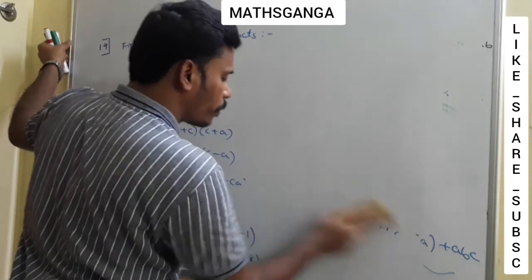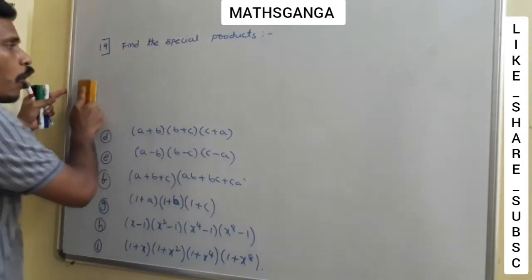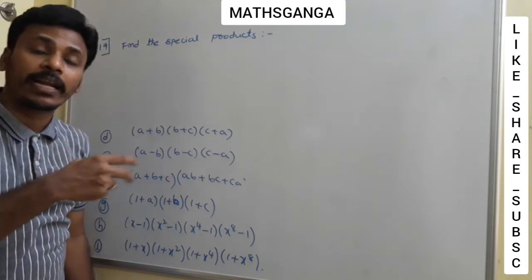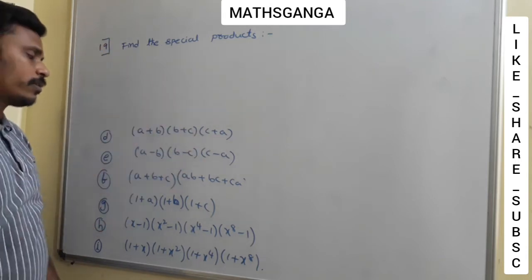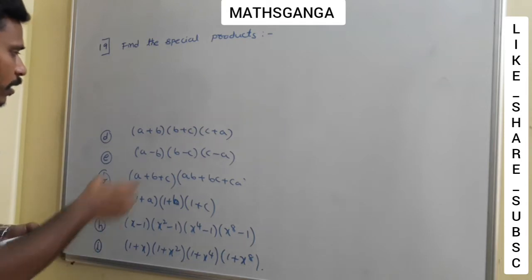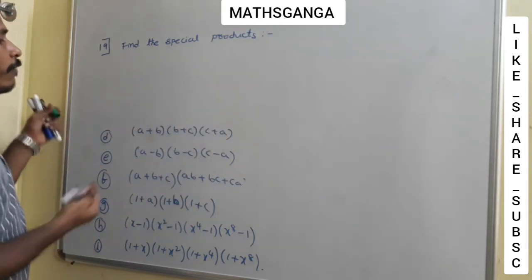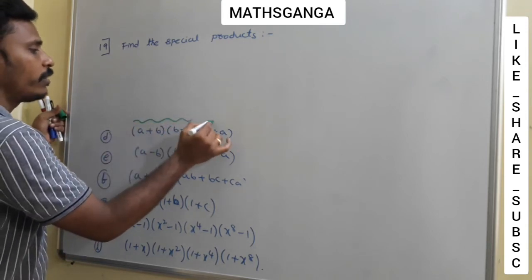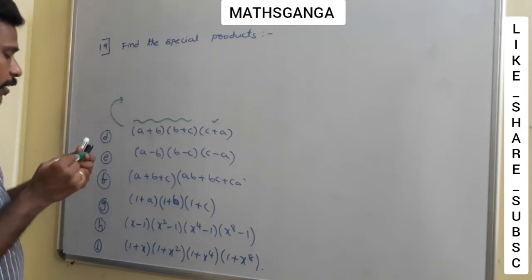These patterns, the results, how they are, the pattern you need to memorize, not the answer. Don't memorize the answer, try to memorize the pattern, how it is there. Now, (a plus b) into (b plus c) into (c plus a). See, the product of (a plus b) into (b plus c) is multiplied with (c plus a). So I will start from there to find out. First of all you multiply (a plus b) into (b plus c), and then with this (c plus a), then what will happen?